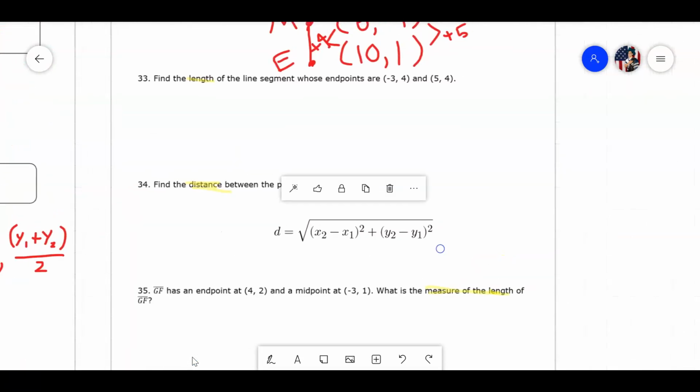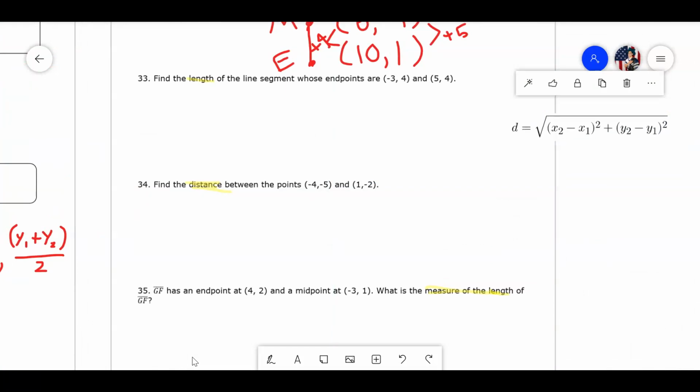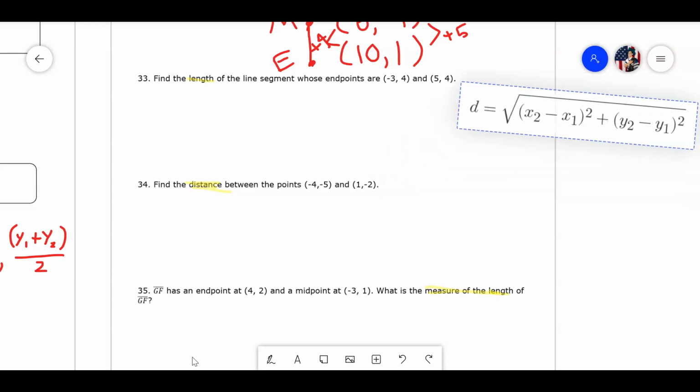Let's see if I can move that distance formula. Yeah. All right, it's off to the side now. But do you see what it is? Ooh, cool, there we go.